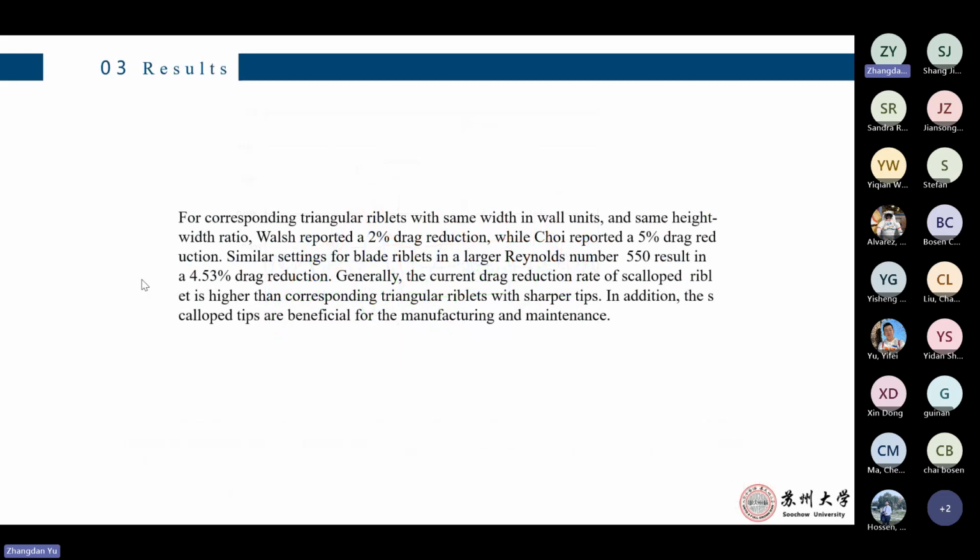For corresponding triangular riblets with the same wall units and the same height-to-width ratio, Walsh reports a 2% drag reduction, while Choi reports a 5% drag reduction. Similar findings for blade riblets at a larger Reynolds number of 550 result in a 4.53% drag reduction. Generally, the current drag reduction rate of the scallop riblet is higher than the corresponding triangle riblet with sharp tips. In addition, the scallop tips are beneficial for manufacturing and maintenance.